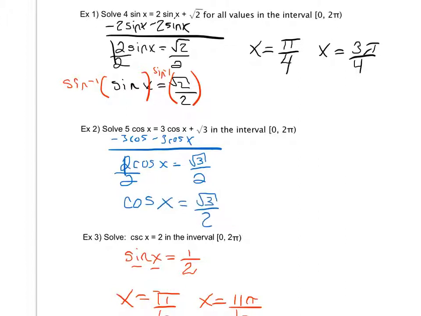So again, I'm going to ask myself, cosine of what rotation gives me a value of radical 3 over 2? Looking at my unit circle, I see that a rotation of pi over 6 gives me an x value of radical 3 over 2, as well as a rotation of 5 pi over 6. So those are going to be my 2 solutions within this interval.